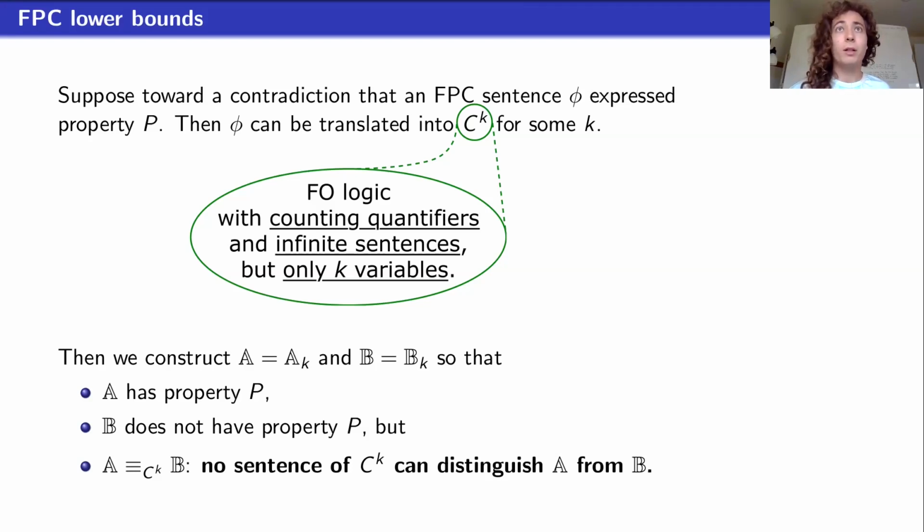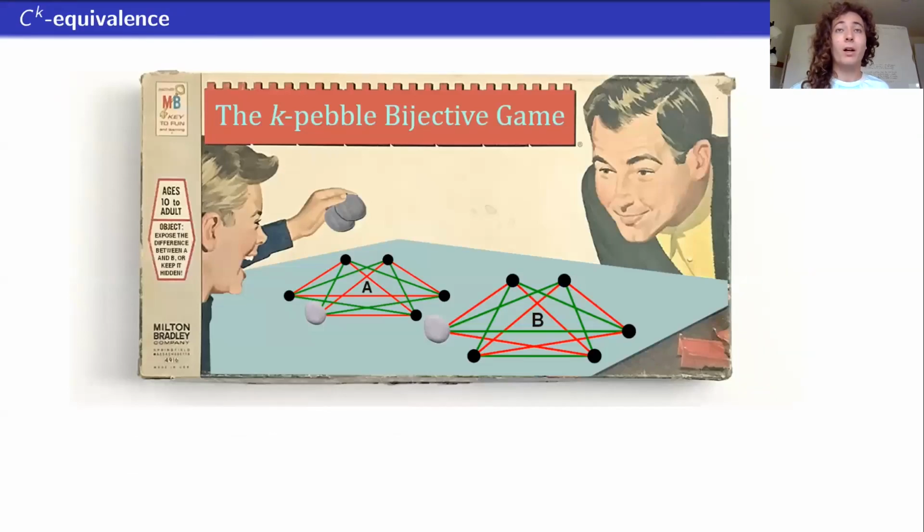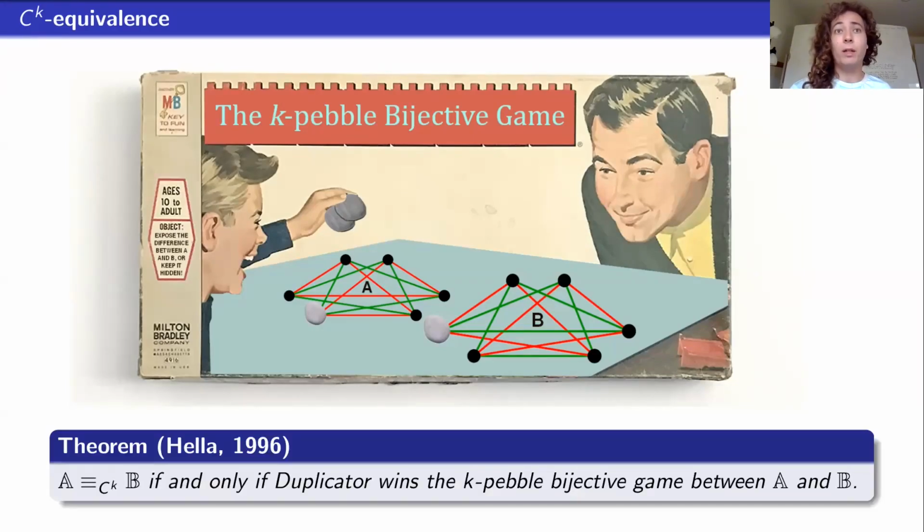And to prove this last part, you use the characterization of C^k equivalence in terms of a game between two players, spoiler and duplicator, called the k-pebble bijective game. A and B are C^k equivalent if and only if duplicator wins the k-pebble bijective game played between A and B. And so all we have to do is show a winning strategy for duplicator.